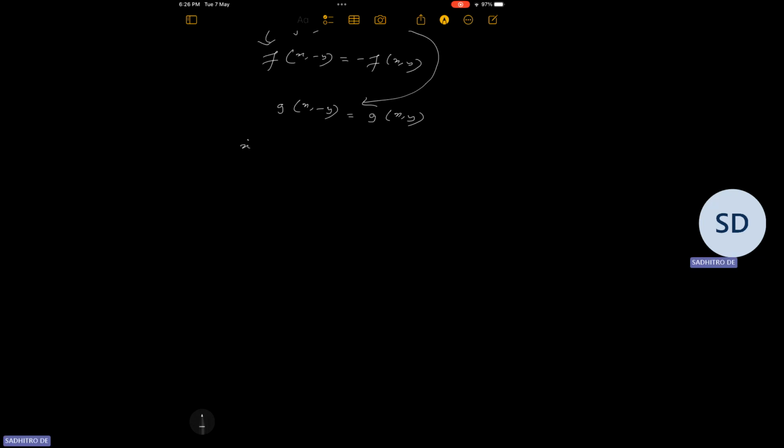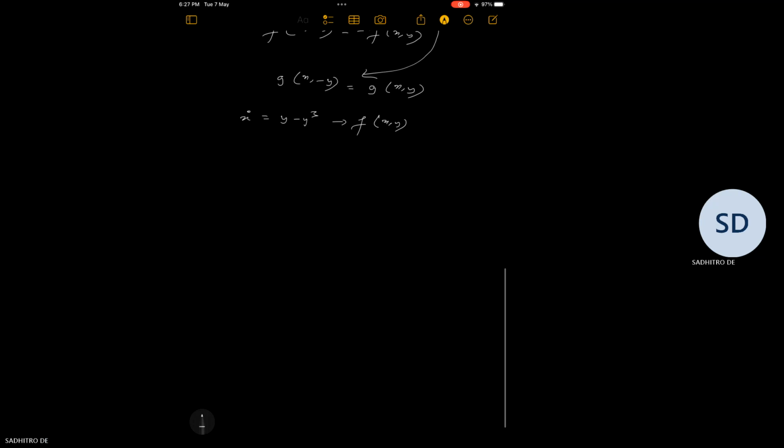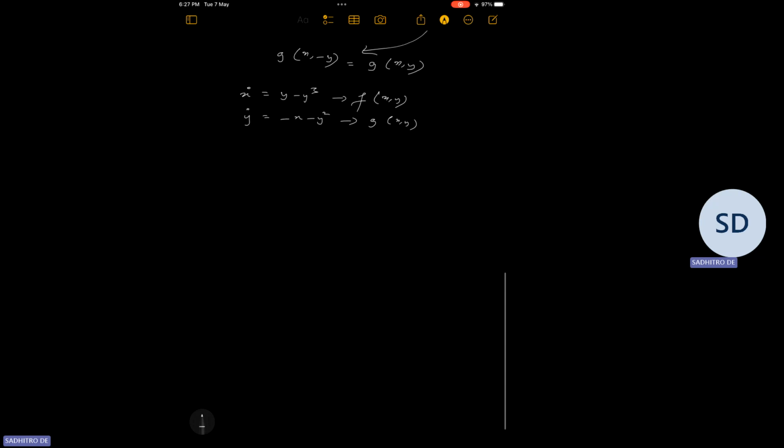An example can be written as x dot equal to y minus y cubed, y dot equal to minus x minus y squared. This is the g of x, y. So you see that g of x, y is given with respect to y while f of x, y is odd.